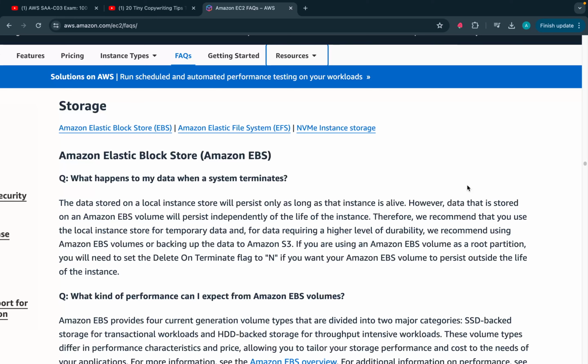Therefore, we recommend that you use the local instance store for temporary data, and for requiring a high level of durability, we recommend using Amazon EBS volumes or backing up the data to Amazon S3. If you are using Amazon EBS volume as root partition, you will need to set the delete on terminate flag to N if you want your Amazon EBS volume to persist outside of the live instance.